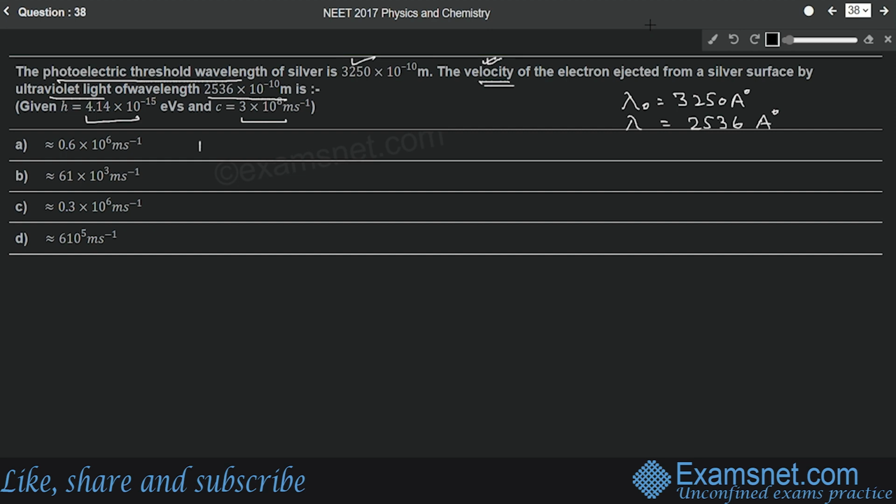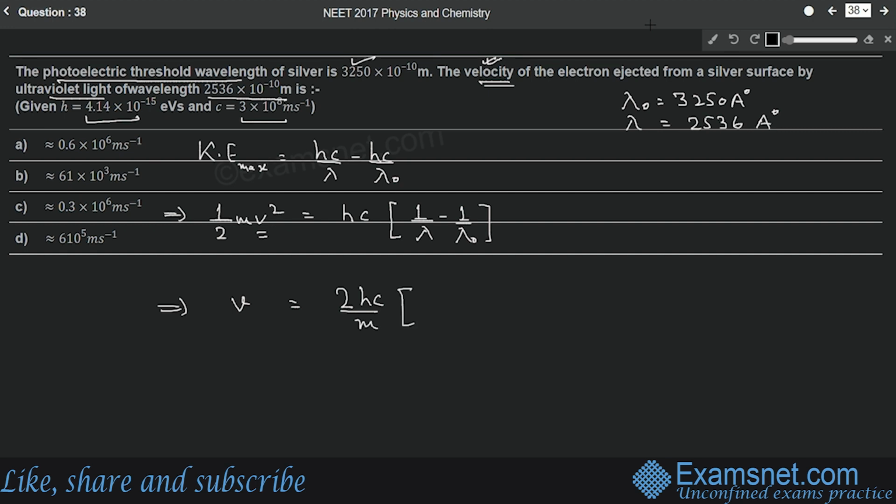Okay, so we know that the maximum kinetic energy, that is KE max, will be equal to hc by lambda minus hc by lambda naught. Maximum kinetic energy will be half mv square, and this side if we take hc common, here we'll have 1 by lambda minus 1 by lambda naught. Now we have to find out the value of this velocity v. Okay, so v will be equal to what? Root of 2hc by m (1 by lambda minus 1 by lambda naught), right? Because in the formula we had v square. So now we can put the values.